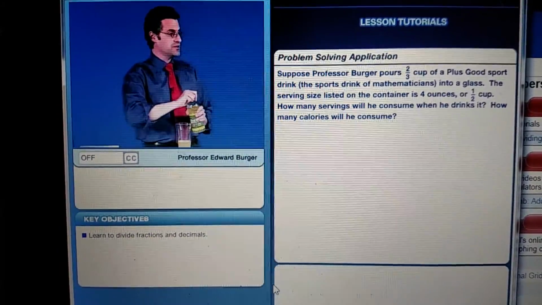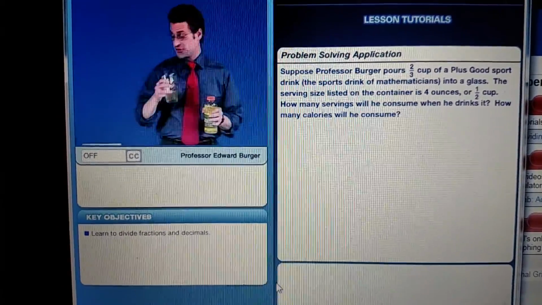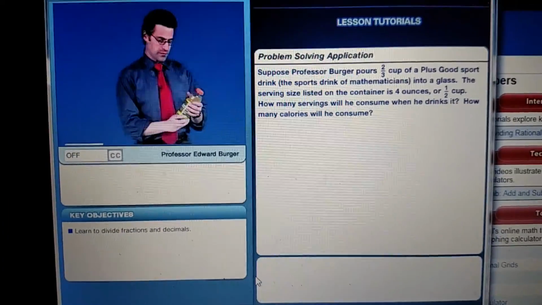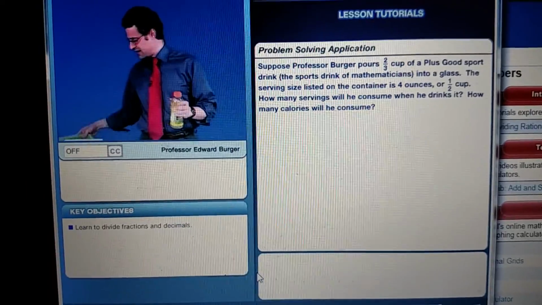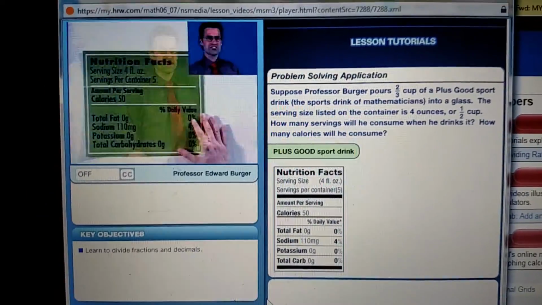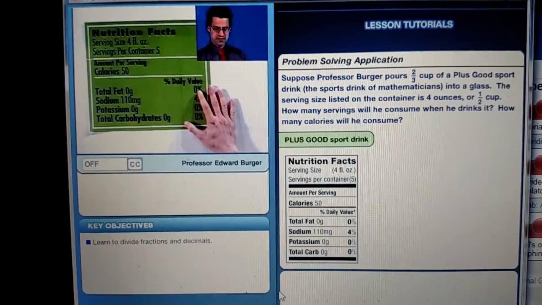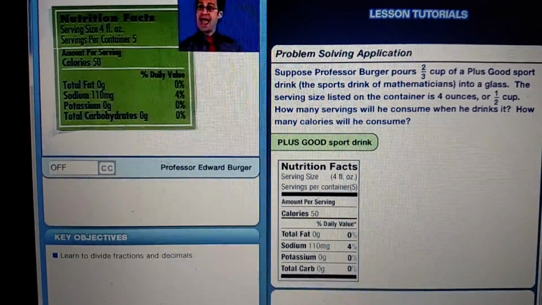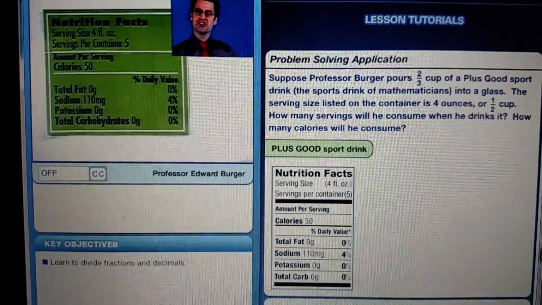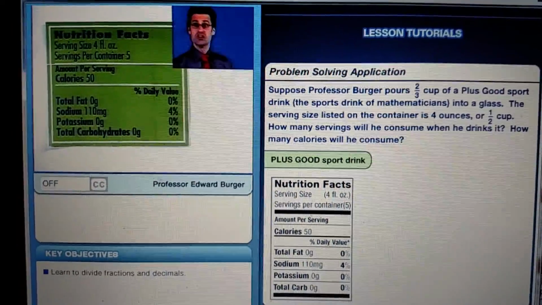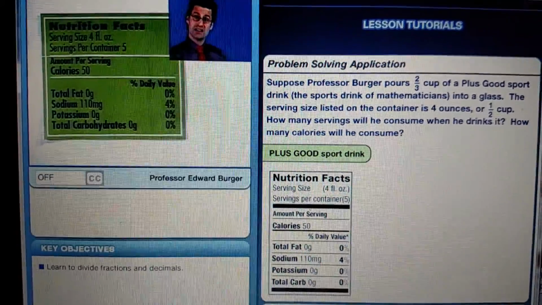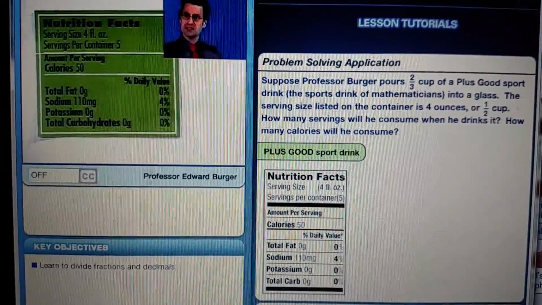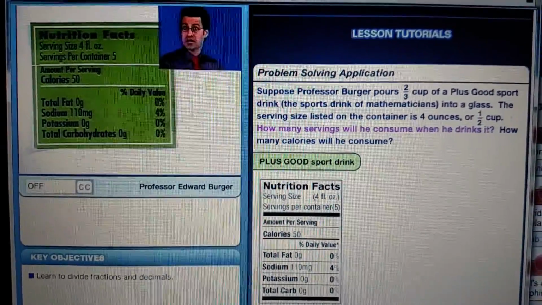After I drink 2/3 of a cup, I look on the back, and what I see is that the serving size turns out to be 4 ounces, which is equal to half a cup. So I just drank, or I will drink, 2/3 of a cup, and a serving size is half of a cup. The question I'm wondering is, how many servings did I actually, or will I actually, drink?